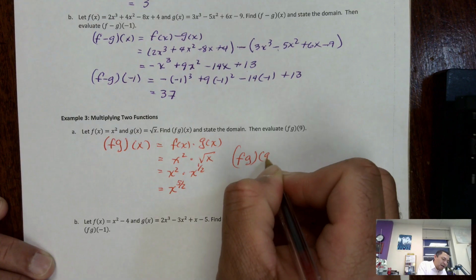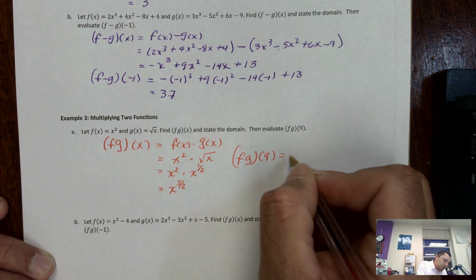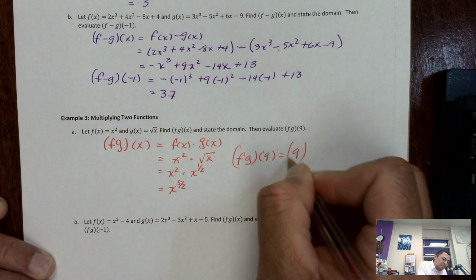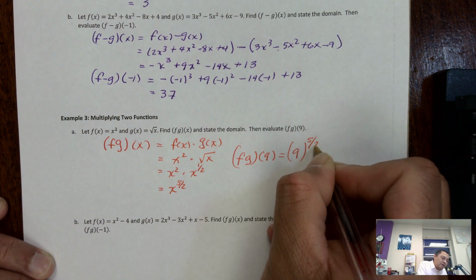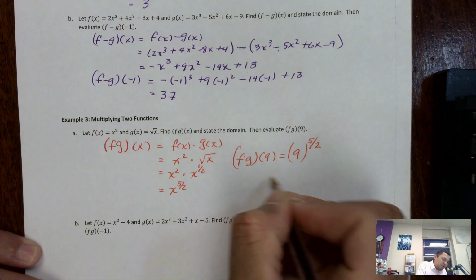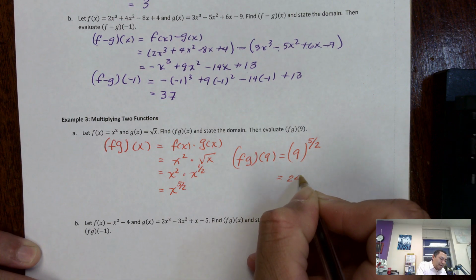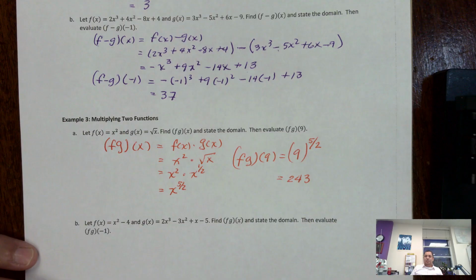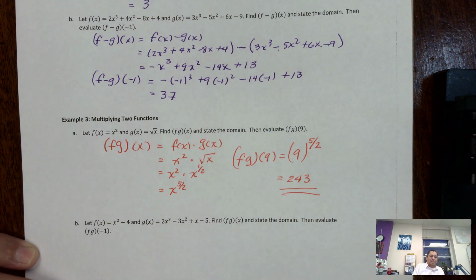Now I'm going to do fg of 9, which is equal to 9 to the 5 over 2. That's 9 to the 5th power, and then you can apply the square root, and this is going to be equal to 243. 243 is going to be the solution.